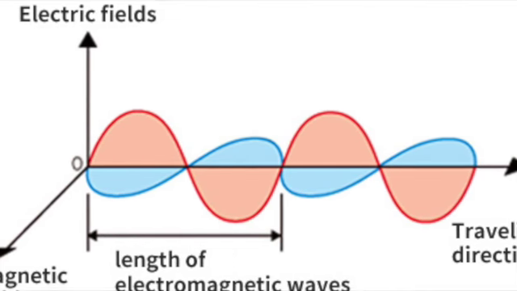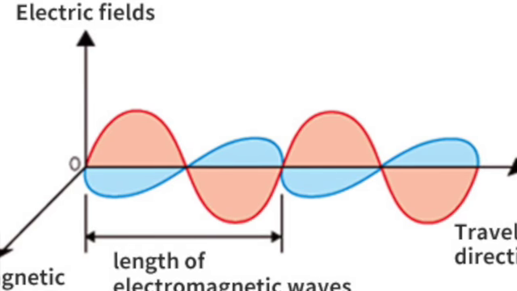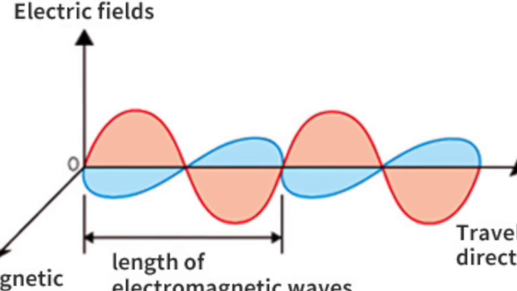Electromagnetic radiation consists of electromagnetic waves, which are synchronized oscillations of electric and magnetic fields that propagate at the speed of light.